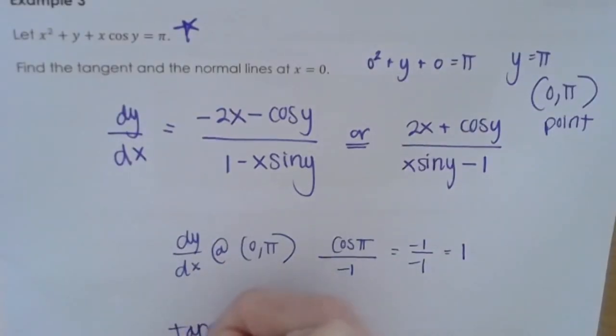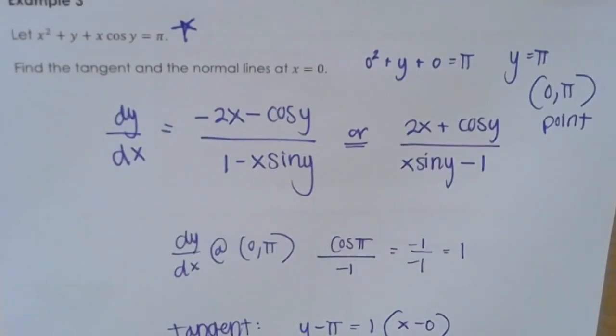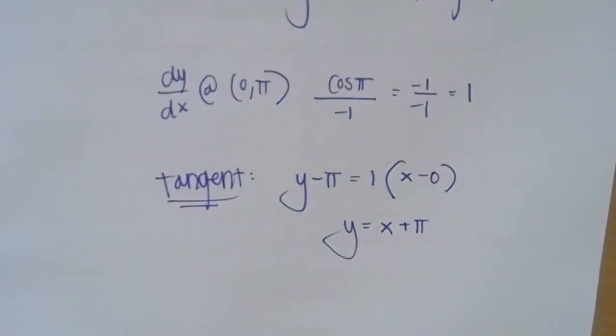So for the tangent, they didn't tell me what form to go in, so I'm going to go point slope. So y minus pi equals 1 times x minus 0. You can leave it there, or you can simplify. If you really want to, you can go y equals x plus pi with all the simplification. It's not really that difficult to simplify.